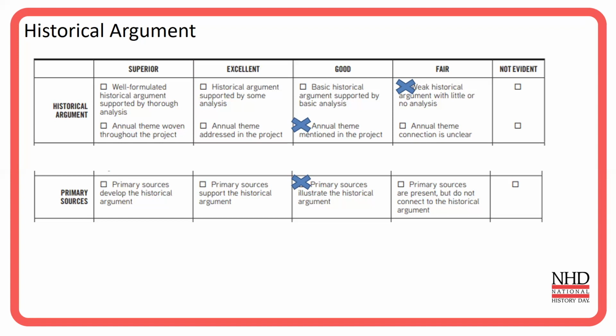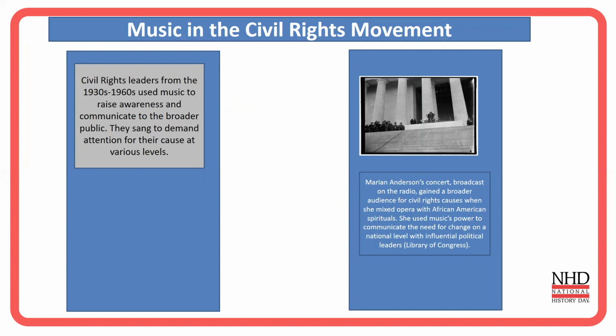Okay, student gets feedback and is like, all right, I got it this time. I'm coming back to you with a revised version. Civil rights leaders from the 1930s to 1960s used music to raise awareness and communicate to the broader public. They sang to demand attention for their cause at various levels.